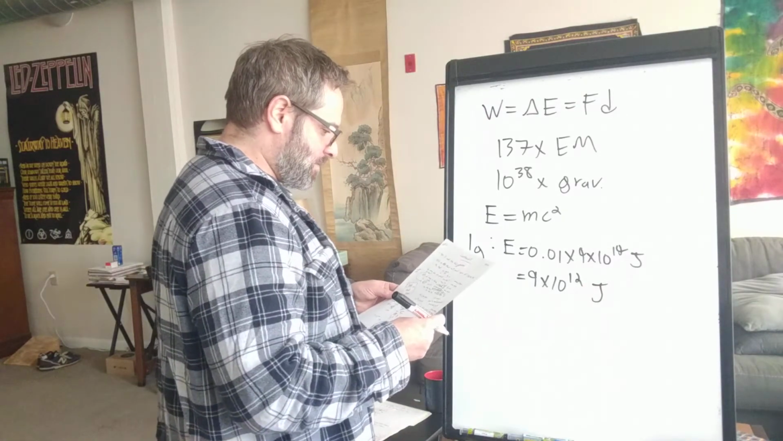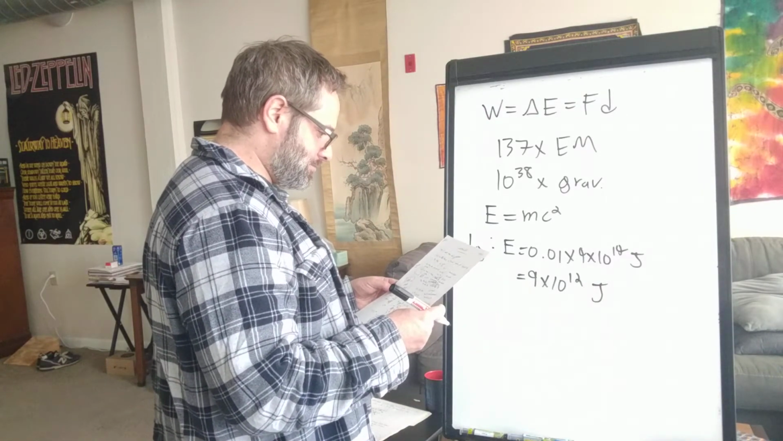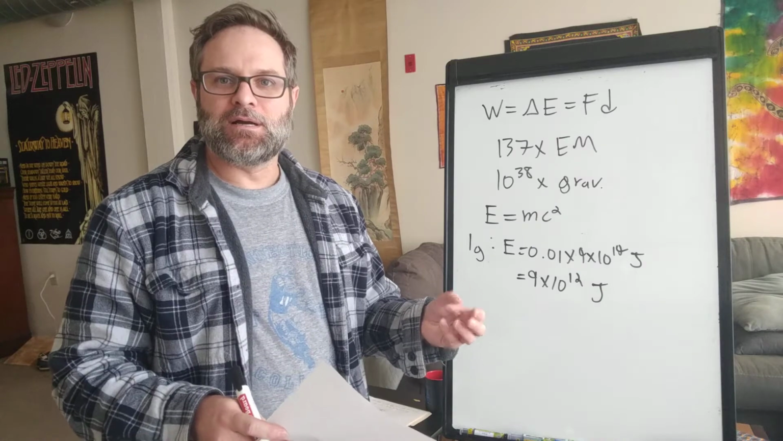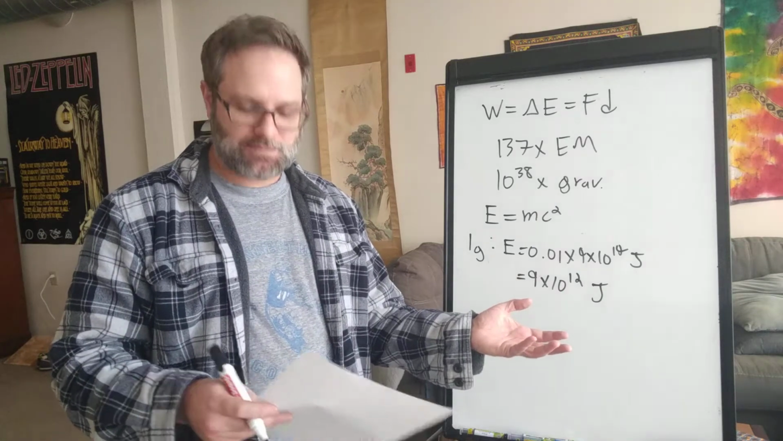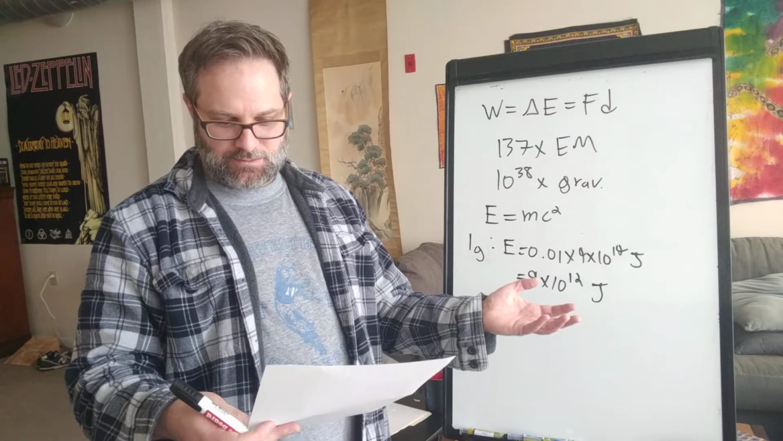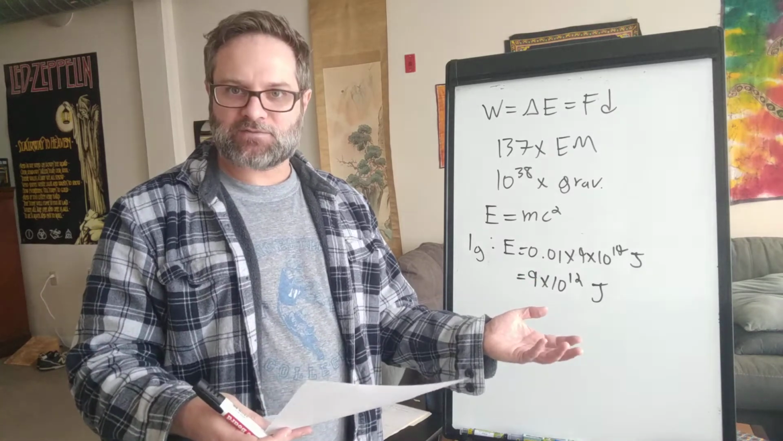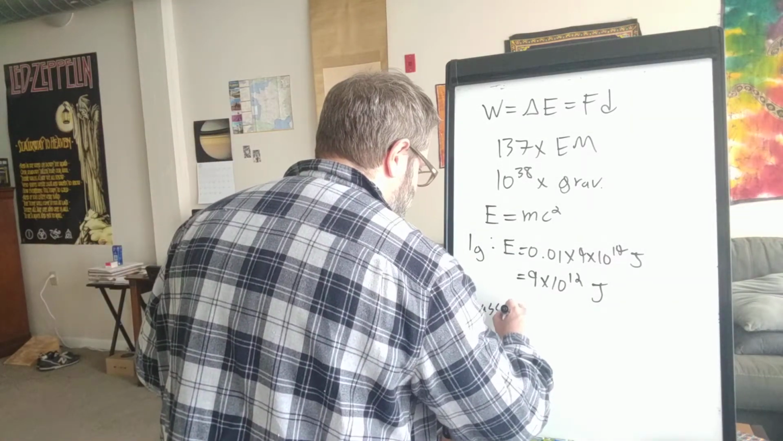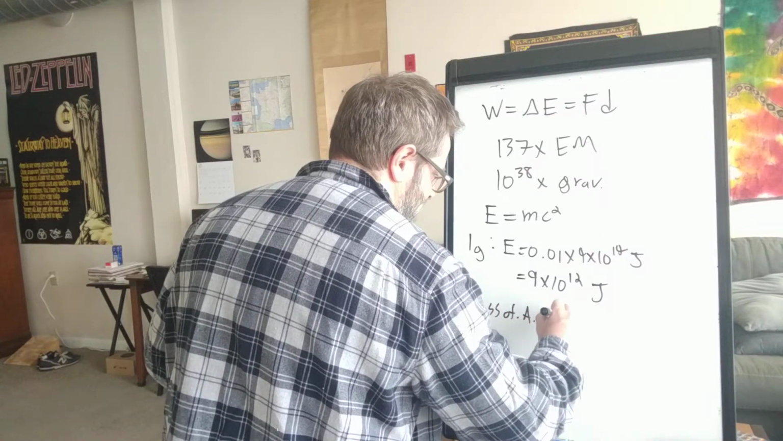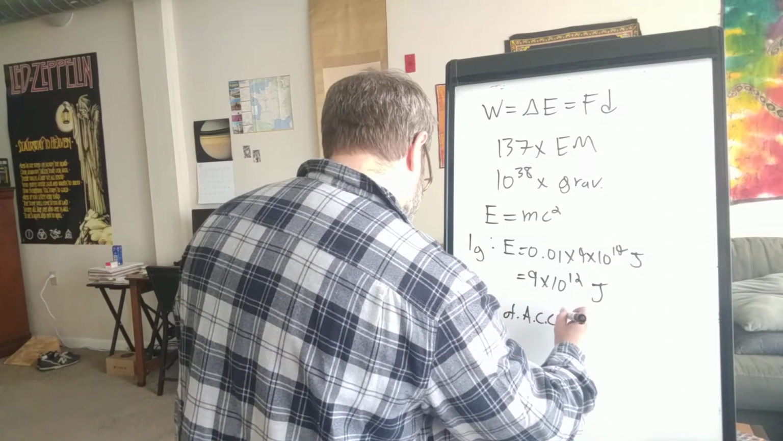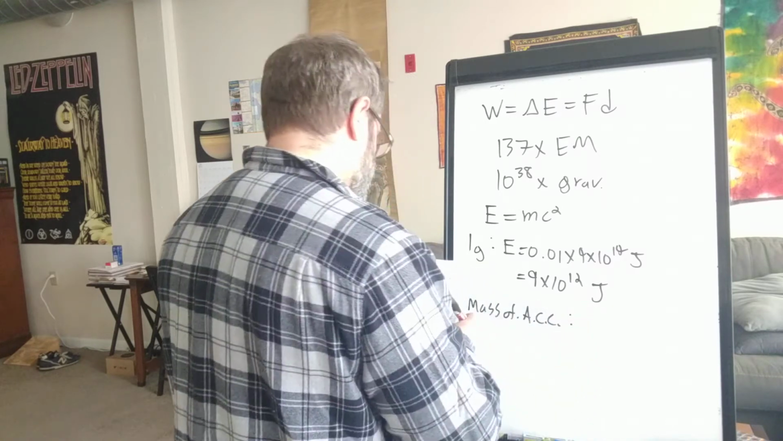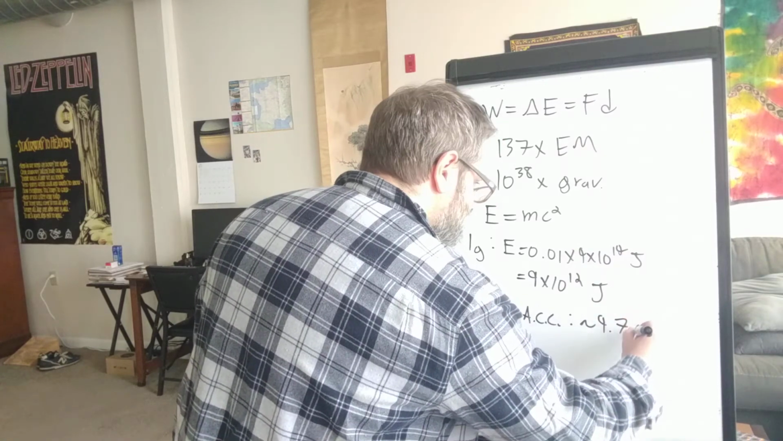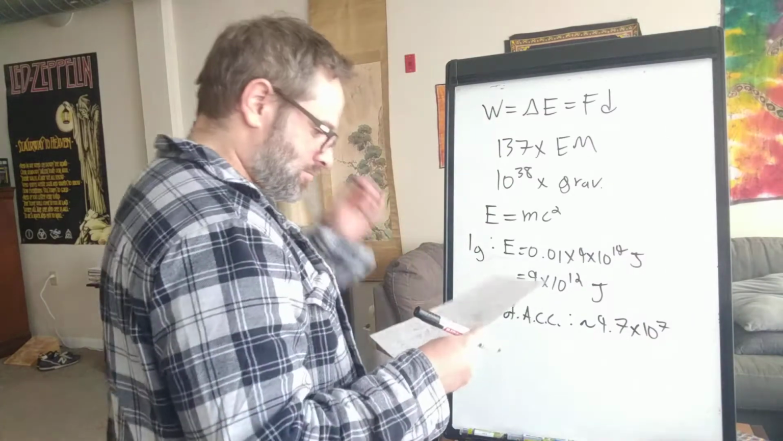Okay. So again, this is the energy we get from 1 gram. So let's take an aircraft carrier, a Nimitz class aircraft carrier. So the mass of an aircraft carrier is about 9.7 times 10 to the 7 kilograms.